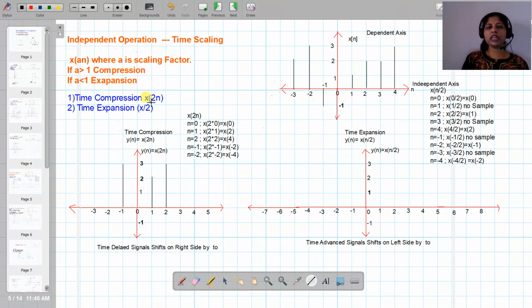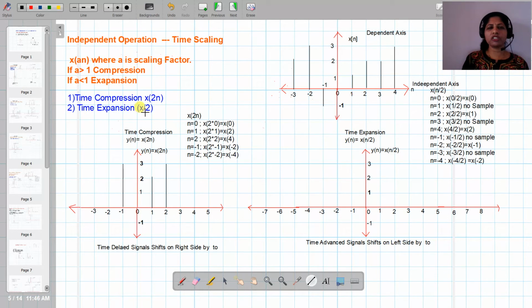Suppose x of 3n is given. Then we have to consider the samples which are on multiples of 3, like 3, 6, 9. Okay, so this is the time compression operation. The main important thing is what? When the scaling factor is greater than 1, compression. In the same way, the second type of time scaling is time expansion. In this case, a is less than 1. Expansion when your scaling factor is less than 1.